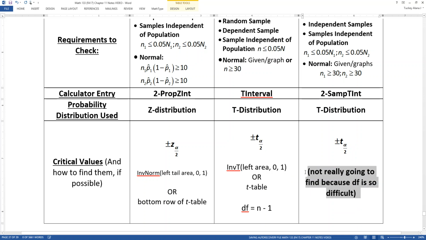And rather than write that, I think I'm going to write what we're really going to do, which is we're not really going to find this one, and it's because the degrees of freedom is so darn difficult.